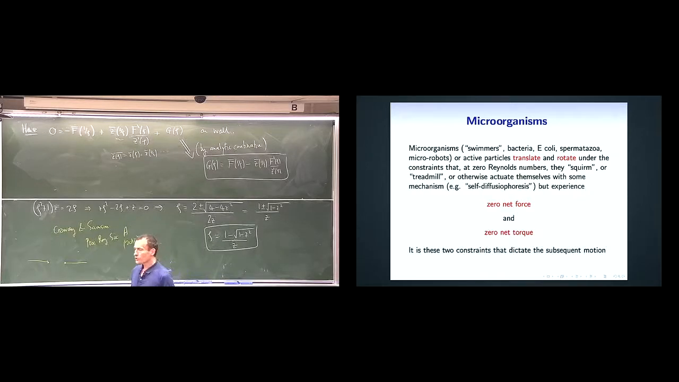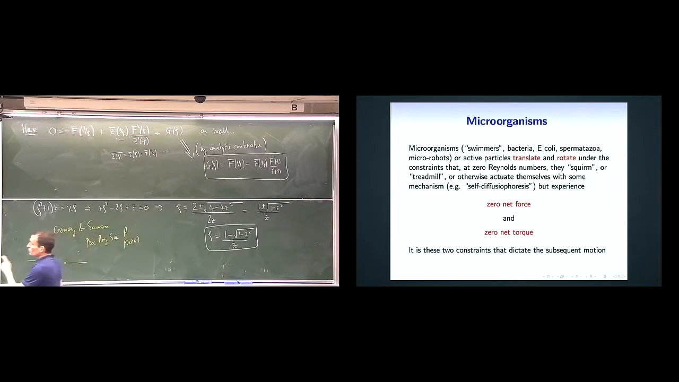You should be thinking about bacterium, maybe sperm. By the way, in fertility science, there's a huge amount of activity in understanding low-Reynolds-number hydrodynamics, because people want to understand how to promote fertility. How do you make sperm propagate along a wall?